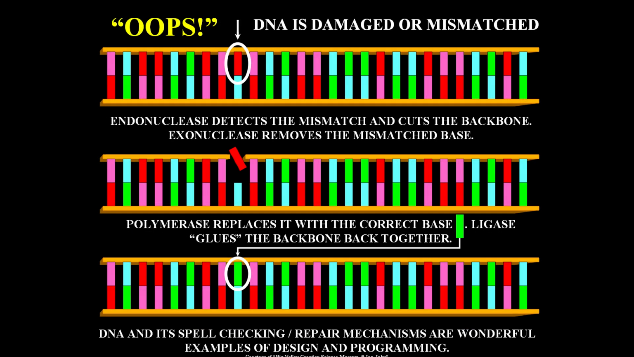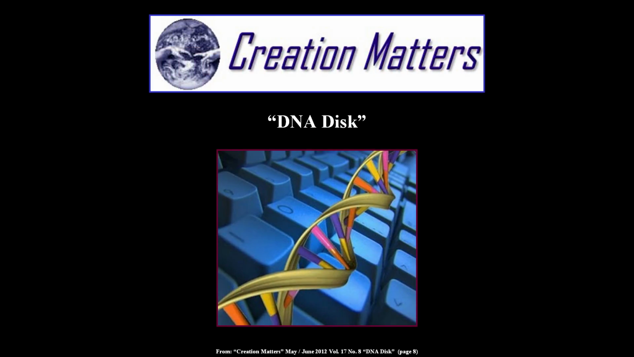And so this is what it looks like. You got that top one: DNA is damaged or mismatched. Endonuclease detects the mismatch and cuts the backbone. Exonuclease removes the mismatched base. It takes it out on the second one there. Polymerase replaces it with the correct base. Ligase glues the backbone back together, and that's the third one there. DNA and its spell checking repair mechanisms are wonderful examples of design and programming. Now, let's talk about the DNA disk.